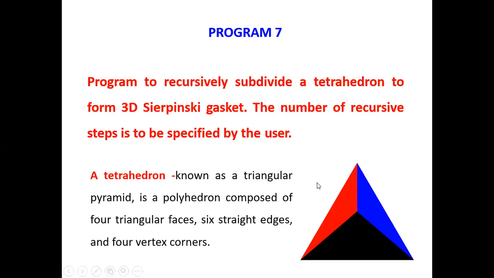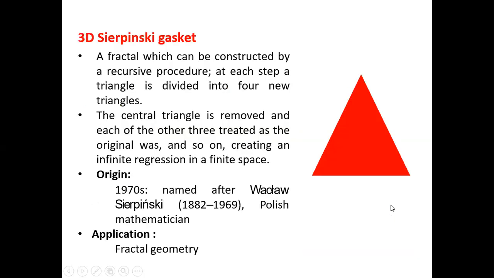In this program, what we have to do is draw a tetrahedron and recursively subdivide that particular tetrahedron so that we get the shape of a Sierpinski gasket. So in order to form a 3D Sierpinski gasket, we are subdividing a tetrahedron in this program. Let us have a little insight into what a 3D Sierpinski gasket is. It is basically an application of fractal geometry.